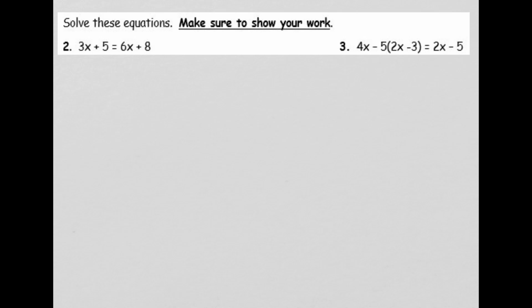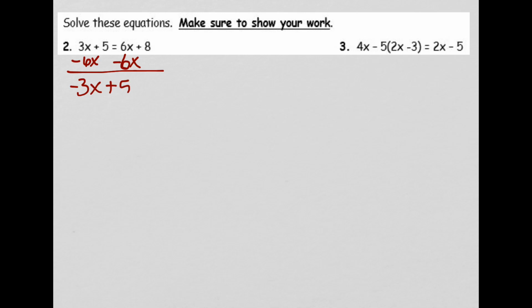So I'm going to solve this one because it sort of looks the same as the other one, but I'm going to do it the opposite way. I'm going to subtract 6x this time so I can move all the variables to the left. Aha, last time I moved them to the right. I'm not afraid of negatives. I can do that. So 3x minus 6x is negative 3x.